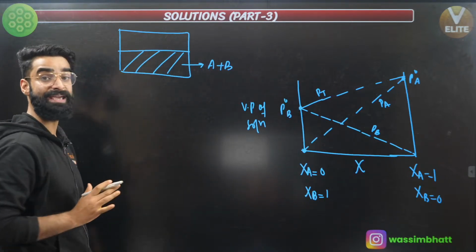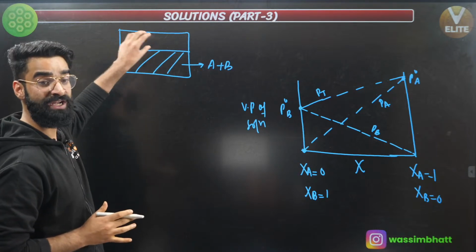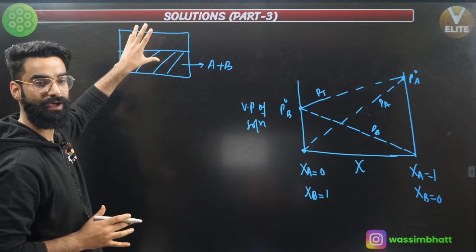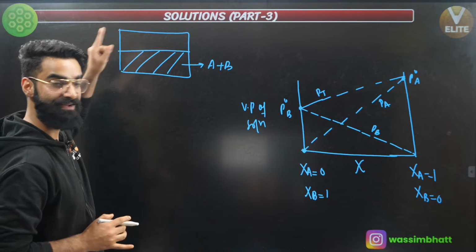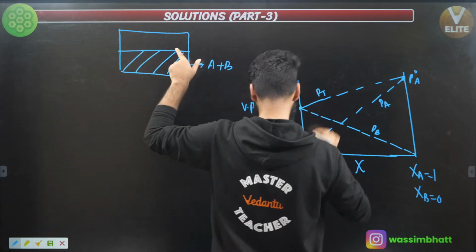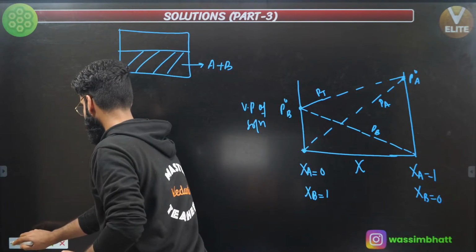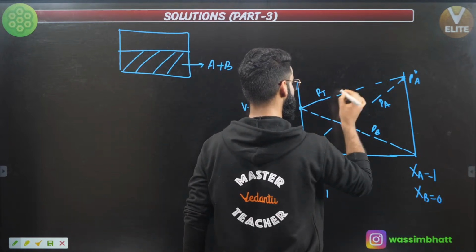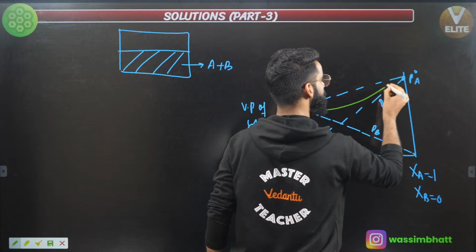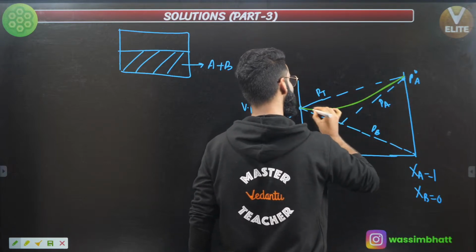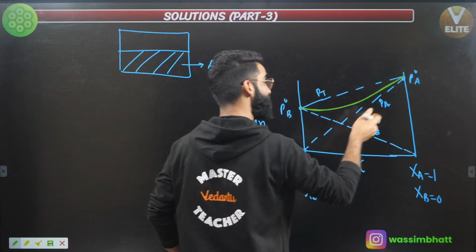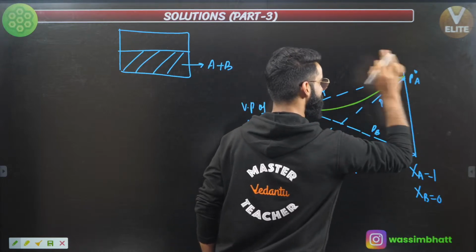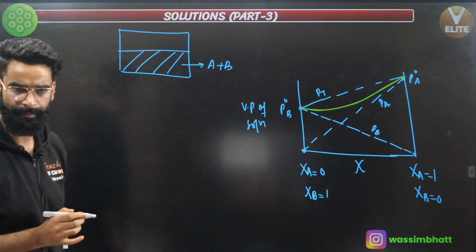But the solution is showing negative deviation. The amount of vapor generated over here is actually less. Vapor pressure of the solution actually is less. That means the total vapor pressure cannot be like this in case of the non-ideal solution showing negative deviation. It has to be below it, okay? Because the total vapor pressure of the solution is actually less than was expected from Raoult's law, correct?